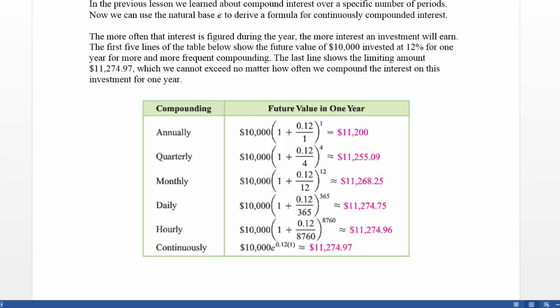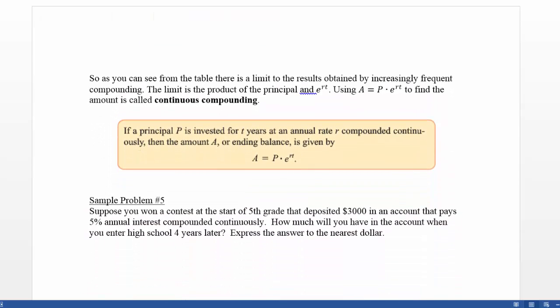And so we can actually come up with a compound interest formula that uses e as a natural base, and it's the continuous compound interest formula that you see right here. Now we're taking the principal and multiplying it times e raised to the r times t. So this is slightly different than the compound interest formula, and it is what we use for continuous compounding.